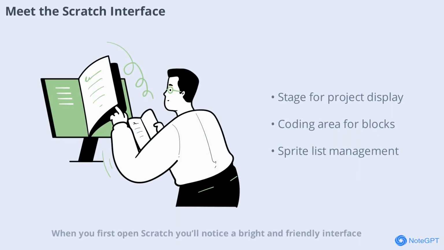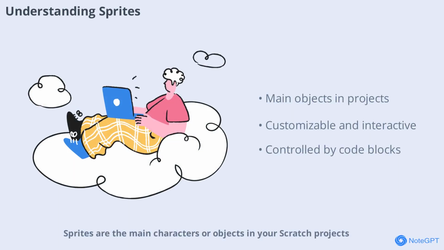When you first open Scratch, you'll notice a bright and friendly interface. There's a stage where your projects come to life, a coding area for snapping together blocks, and a sprite list to manage your characters. The layout is designed to be intuitive so you can jump right in without feeling overwhelmed. Each section has a purpose, and as you get familiar with the interface, you'll find it easy to navigate and start creating. Let's take a closer look at each part and see how they work together to help you build amazing projects.